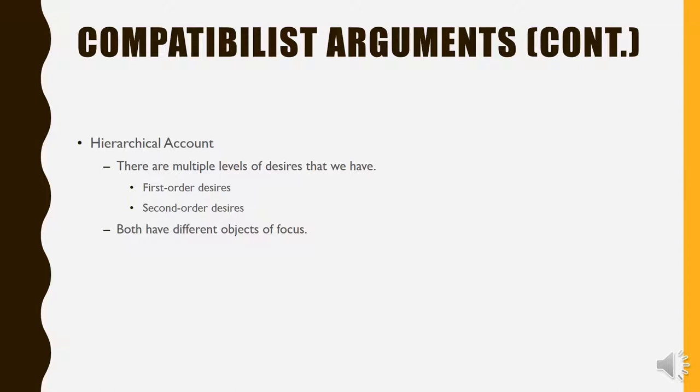The last of the arguments, and perhaps one of the most famous and popular compatibilist arguments, is the hierarchy account. The hierarchy account is proposed by Frankfurt, who believes that there is a difference between first order and second order desires, and that it's when both first order and second order desires line up that we gain a sense of free will. We gain a sense of choice.